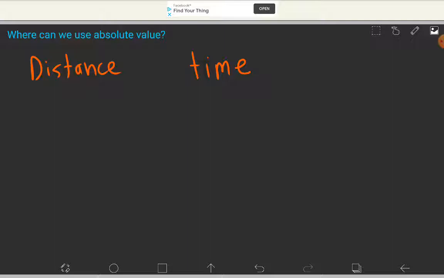So say you were solving a distance or time problem and you ended up with a negative number. If you know that your solution will have to be positive, then you would find the absolute value of the number you got, and that would be the answer. So those are the places we would use absolute value when solving problems.